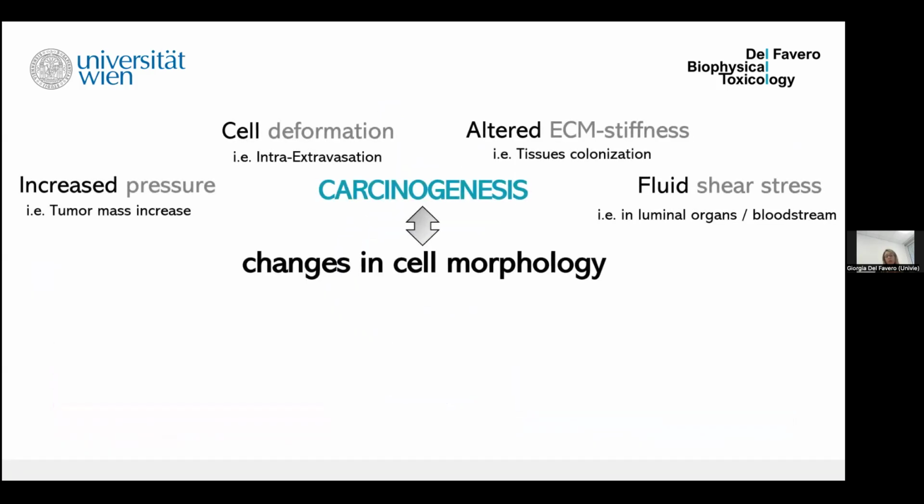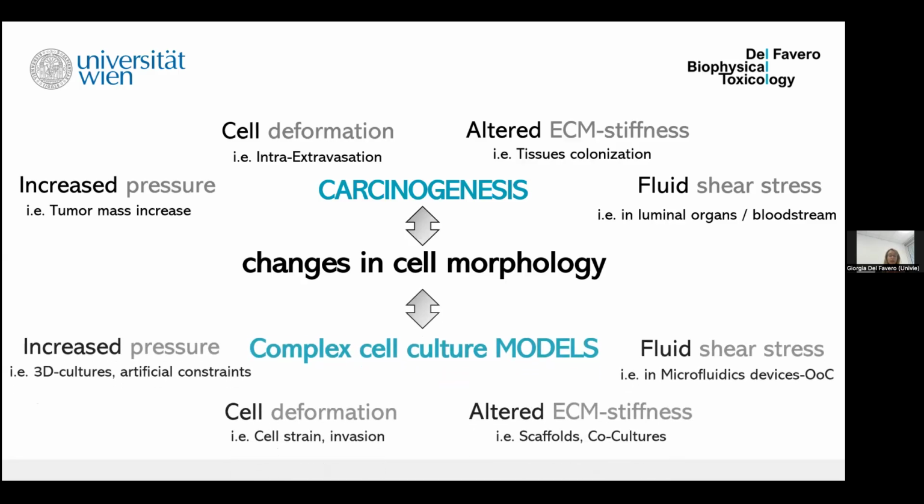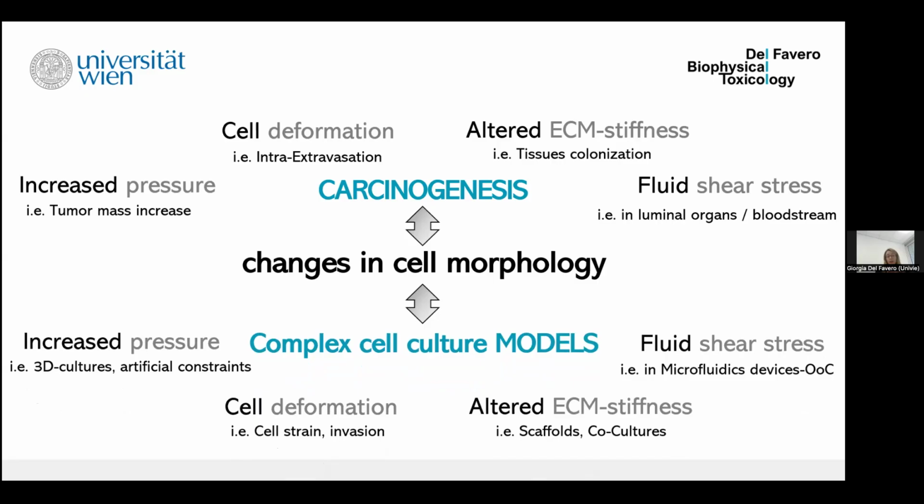Because changes in cell morphology are not just related to carcinogenesis, they're also related to what we bring in our complex cell culture models. Think about the cultivation of cells in 3D structures within artificial constraints and scaffolds. Think about cell deformation, for instance, if you have invasion through a 3D matrix, if you have deformation of the extracellular matrix, cell strain.